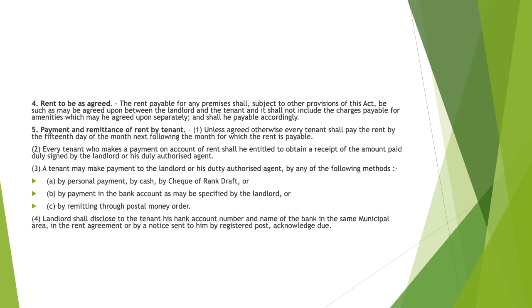Subsection 3 is that a tenant may make payment to the landlord or his duly authorized agent by any of the following methods. First, by personal payment like cash or by check or by bank draft or by payment in the bank account as may be specified by the landlord or by remitting through postal money order. Fourth subsection is that the landlord shall disclose to the tenant his bank account number and the name of the bank in the same municipal area in the rent agreement or by a notice sent to him by registered post acknowledged due.